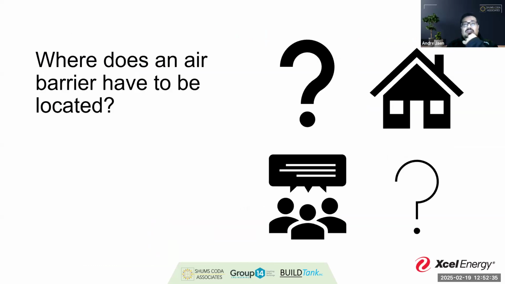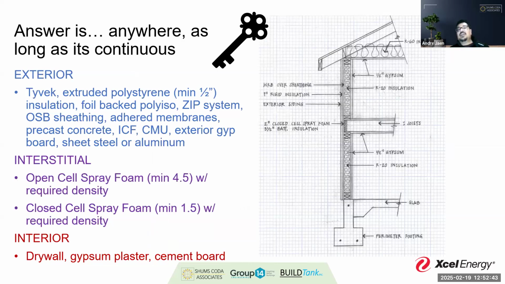So, kind of a fun little quiz here. I love this one of where does the air barrier have to be located? Because we've talked about it on the interior, on the exterior, and the answer is it can be anywhere in the wall system as long as it's continuous. And so it's actually not in the residential IECC, it's in the commercial.